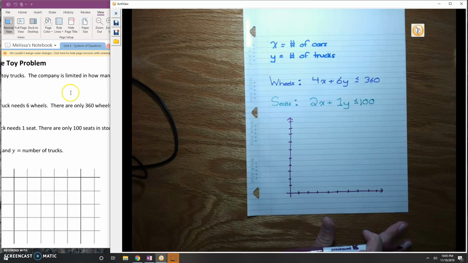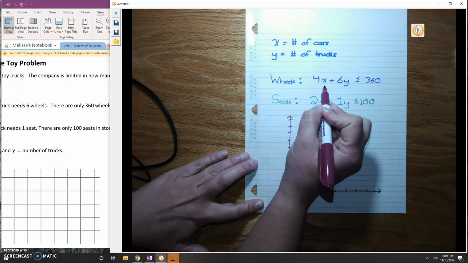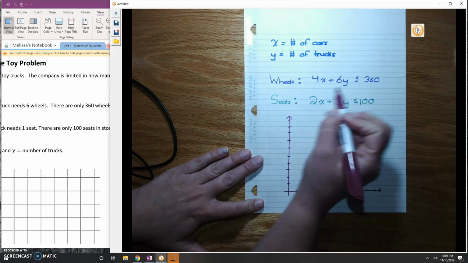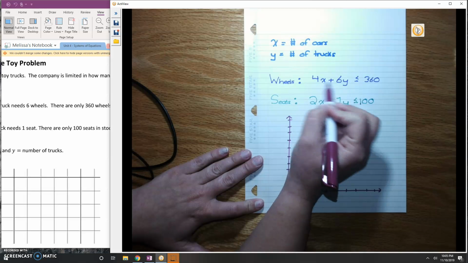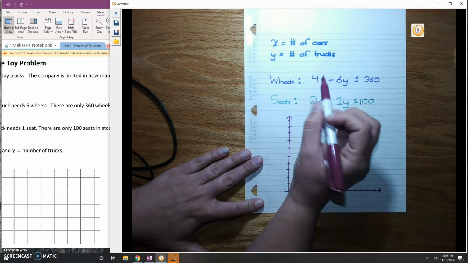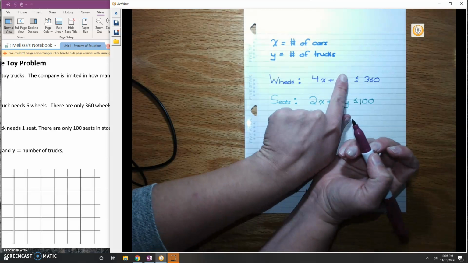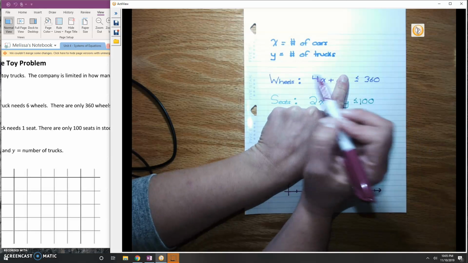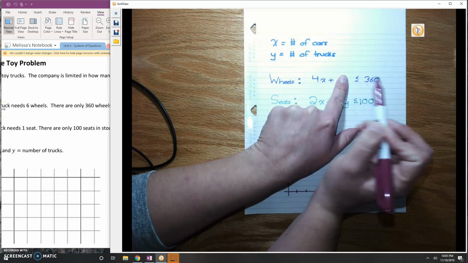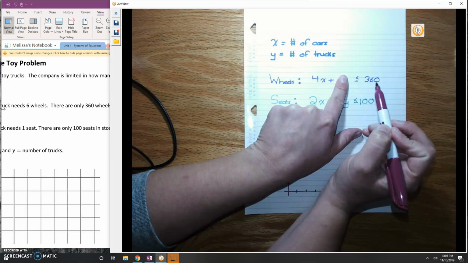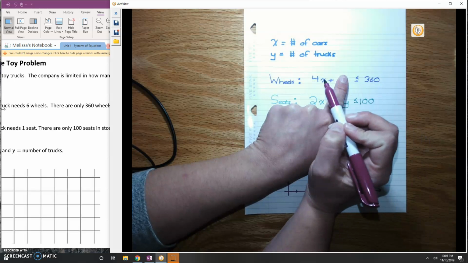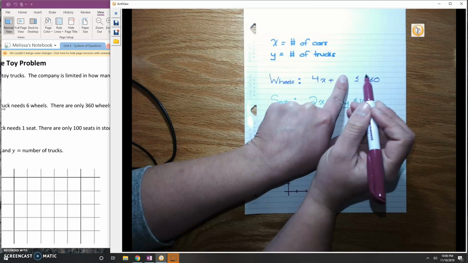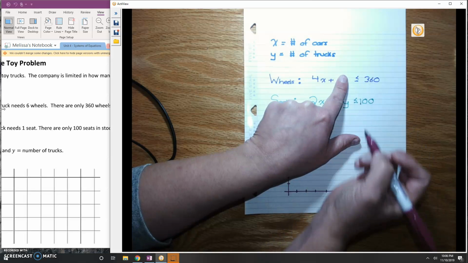All right, so looking at this, if I wanted to graph this first inequality, I have 4x plus 6y is less than or equal to 360. Well, let's say that instead of worrying about cars or trucks, I only worry about cars. If I say we're not going to make any trucks here, we're just going to make cars, and y is 0, I'm left with this inequality: 4x is less than or equal to 360. If I divide both sides by 4, 360 divided by 4 is 90. So the maximum number of cars I could make if I just made cars is 90.